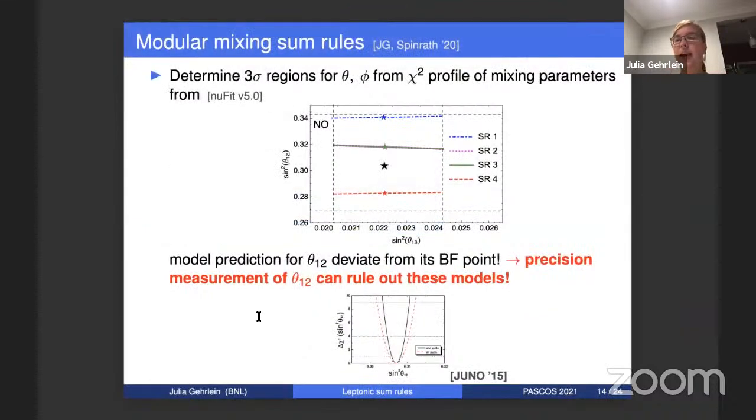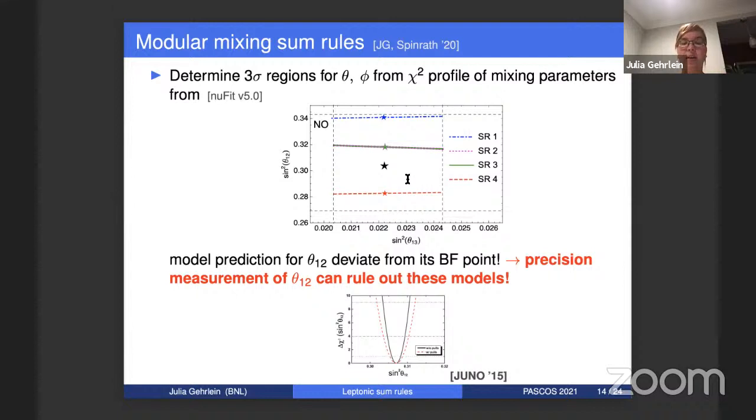So to obtain the predicted regions of the PMNS parameters, we determined the 3 sigma regions for the model parameters theta and phi from the chi-squared profile of the mixing parameters of the global fit. And in the upper plot, I show you the predicted values of θ12 and θ13 in the models we surveyed. The black star is the current best fit point from global fits. And the colored lines and stars, these are the best fit points of the models.